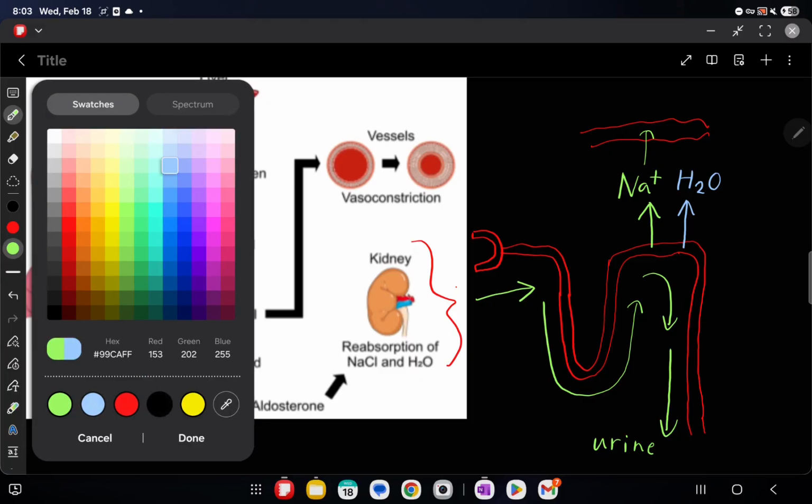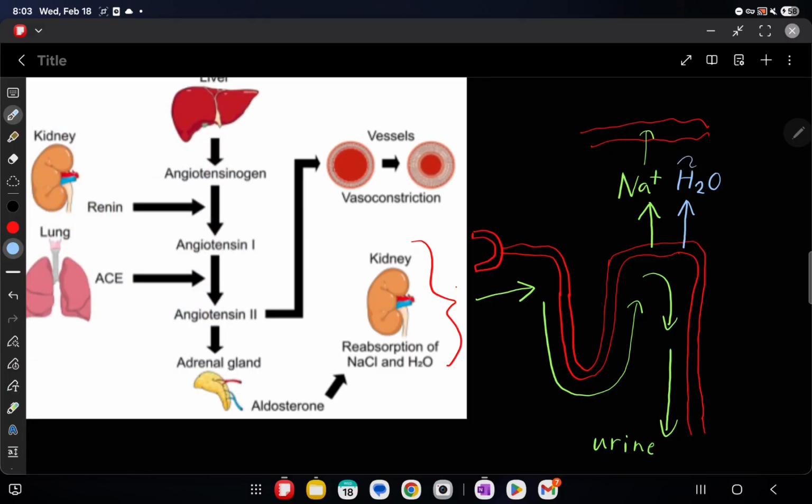It's going to leave your nephrons, and instead of getting passed out as urine, it's also going to get reabsorbed back into your blood. So this helps to retain water and sodium, which increases blood pressure and volume. And remember, that's the whole point of aldosterone. It's to increase blood pressure when blood pressure gets too low.